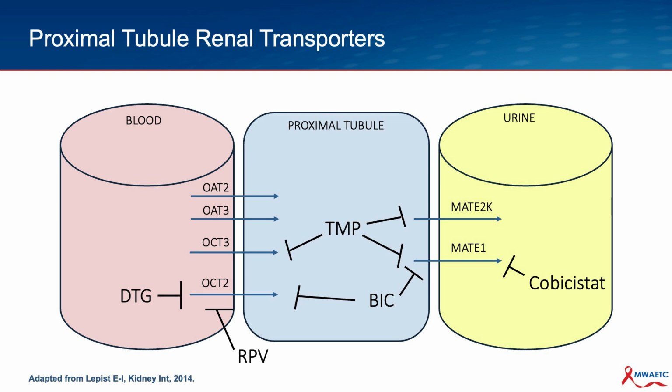And I do not want anyone to remember these transporters, but I'm hoping to just sort of really convey that the inhibition is more complex than we maybe make it out to seem. There is the OCT3 and 2 transporters, and then the MATE transporters, and dolutegravir blocks OCT2. So does rilpivirine. Cobicistat blocks MATE1. Bictegravir does too, OCT2 and MATE1, and trimethoprim blocks 3 of them.